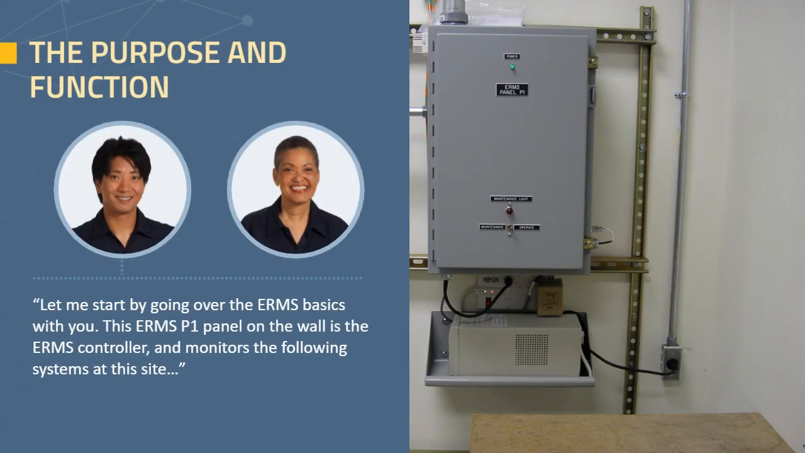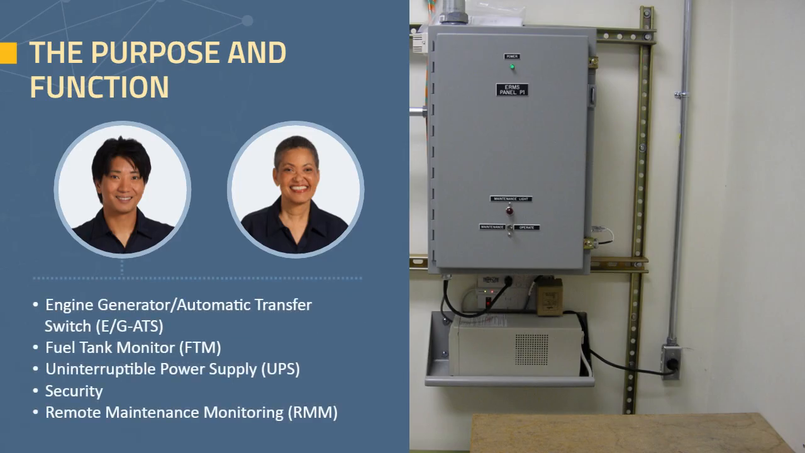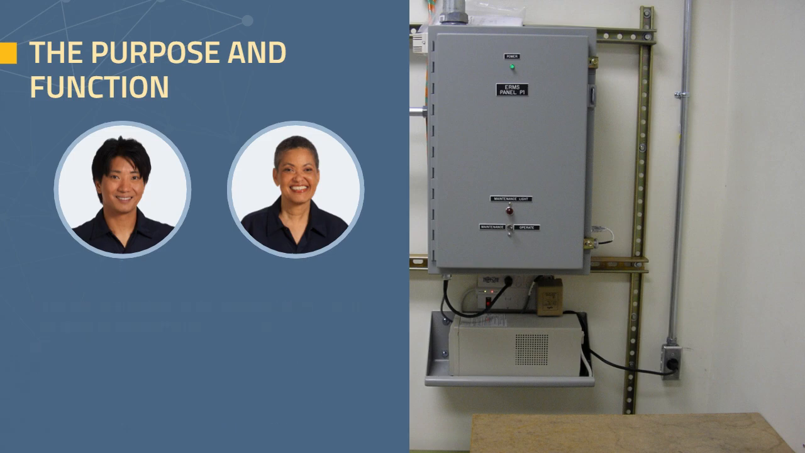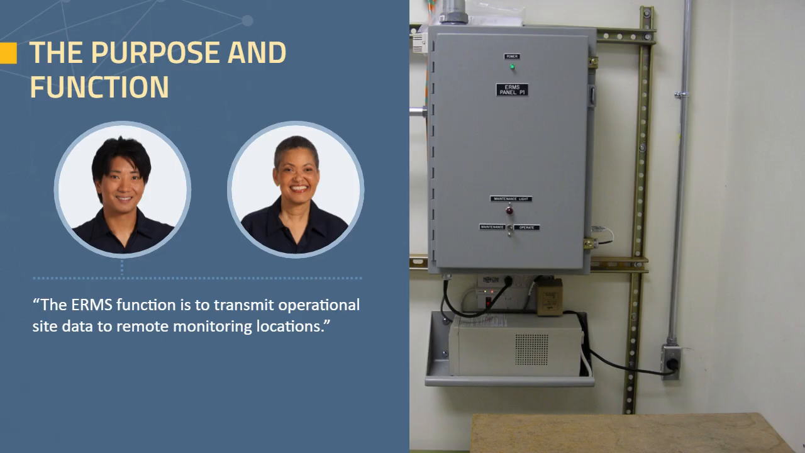This ERMS P1 panel on the wall is the ERMS controller, and monitors the following systems at this site. Engine generator, automatic transfer switch called the EGATS. Fuel tank monitor or the FTM. Uninterruptible power supply or UPS. Security, and the remote maintenance monitoring referred to as the RMM. The ERMS function is to transmit operational site data to remote monitoring locations.